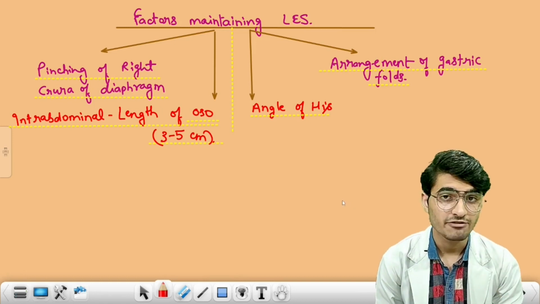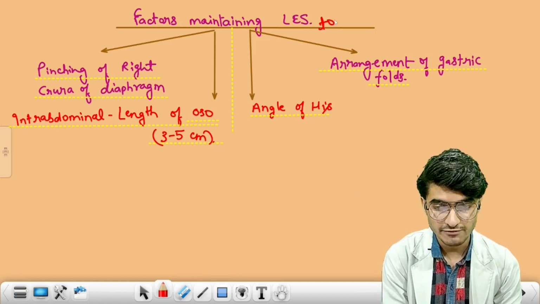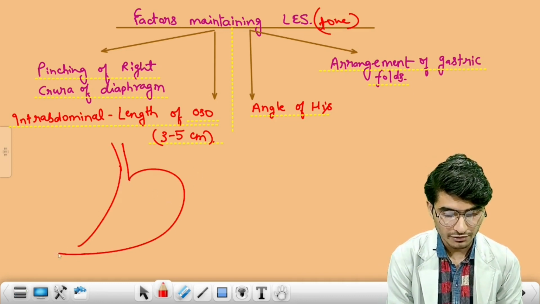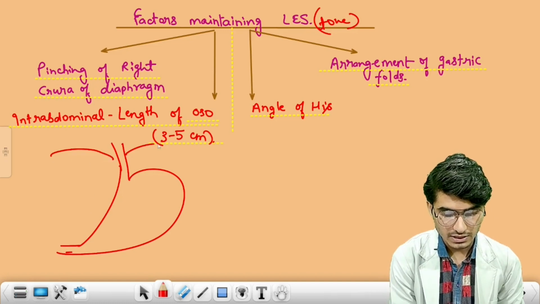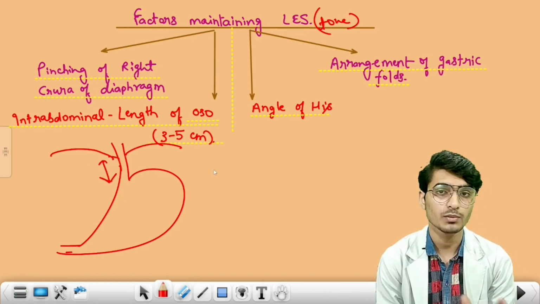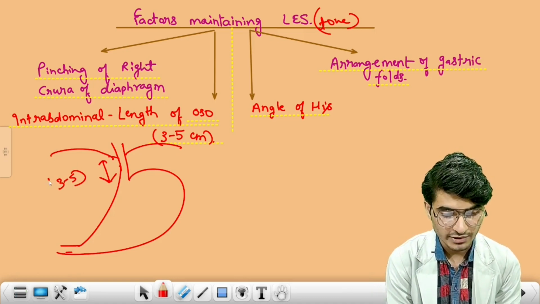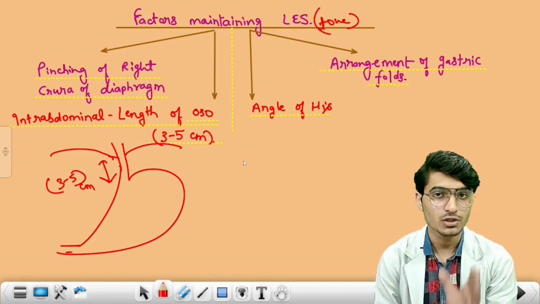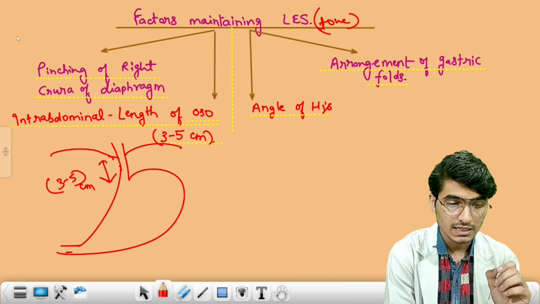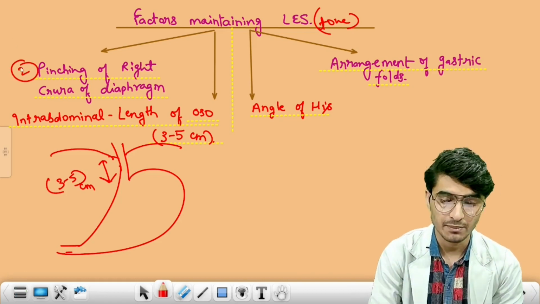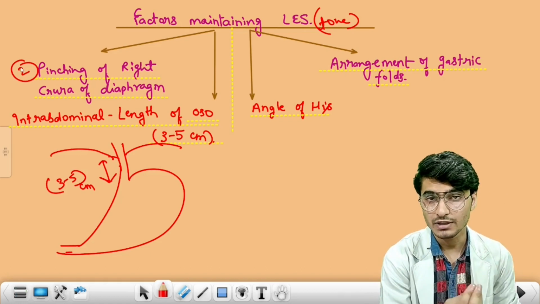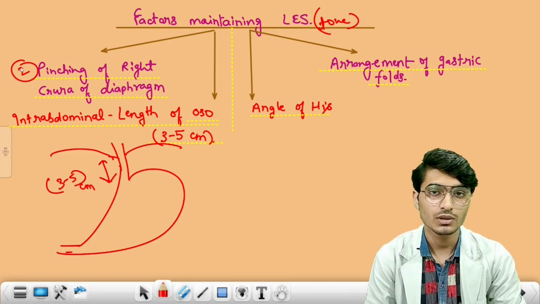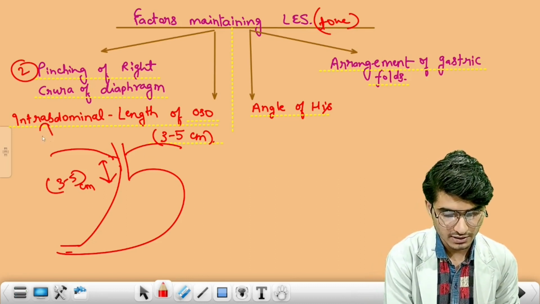Now we will discuss the factors maintaining the tone of the lower esophageal sphincter, right? The most important factor is the intra-abdominal length of the esophagus, right? This is the intra-abdominal length, that is basically 3 to 5 centimeters. That is the most important factor maintaining the positioning of the esophagus. The second most important factor is the pinching effect of the right crura of the diaphragm. So this is the stomach and esophagus, and that is the right crura of the diaphragm, which is holding the LES in its position. So this is the first factor and that is the second one.